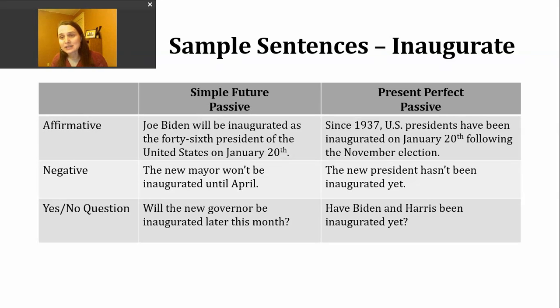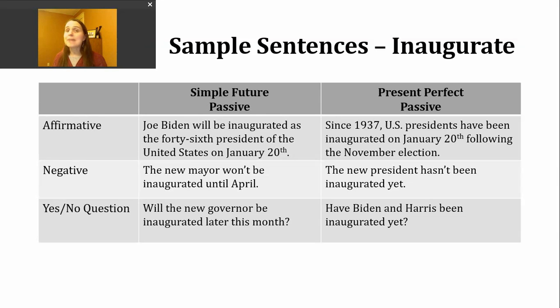And I'm using have there because presidents, that word is plural. If I had just spoken about a single president, I would use has. And you'll see that in our negative example. So if I want to do negative passive voice in the present perfect, I just need to insert not after have or has, and then follow that same structure, been, and the participle form of the verb. The new president hasn't been inaugurated yet.